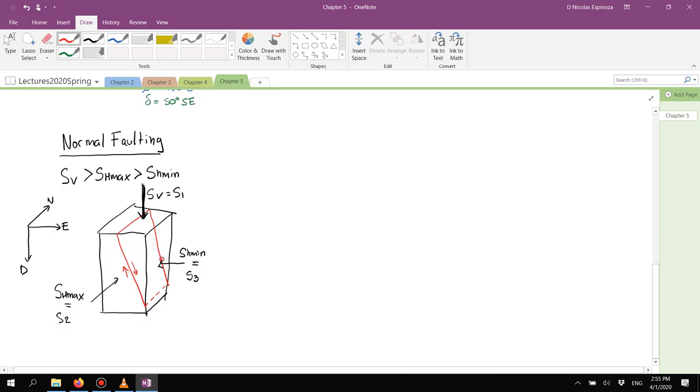Because as the block moves down, it does work against the minimum principal stress. And it does it against the minimum principal stress because that's the configuration of the least consumption of energy. For example, if I had a fault that would be doing work against the intermediate principal stress, this stress would have to do a lot more work to move against S2 because it's just a larger stress. And it doesn't make much sense to do work against S2, which is larger, if you can do it against S3, which is lower. And that's why the orientation of this plane goes moving against the direction of S3.